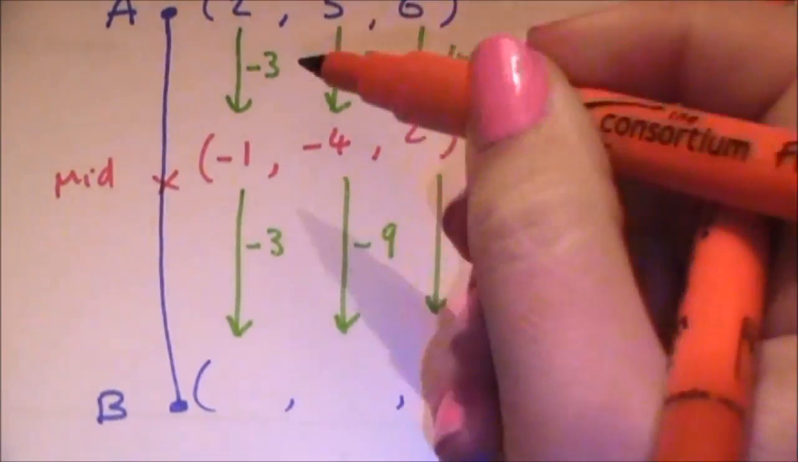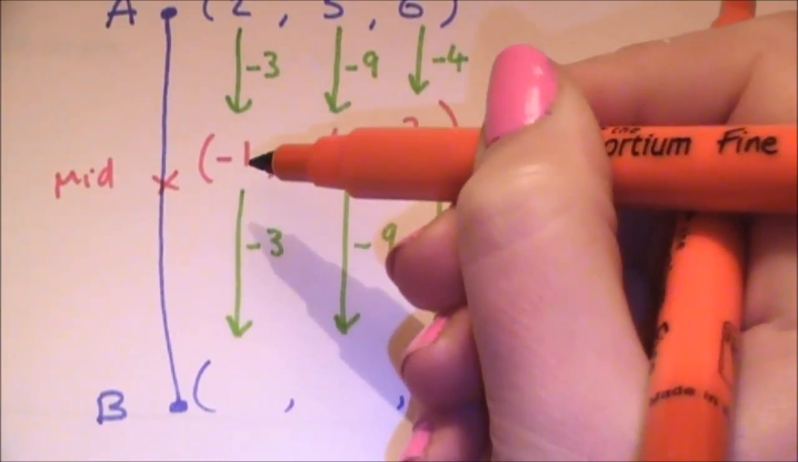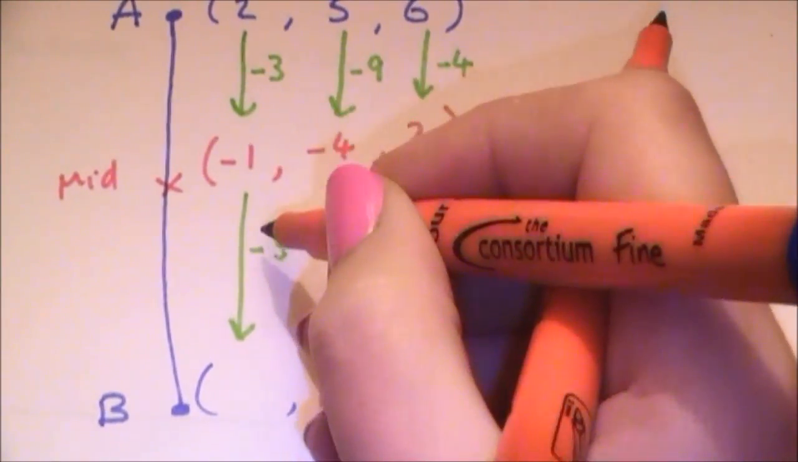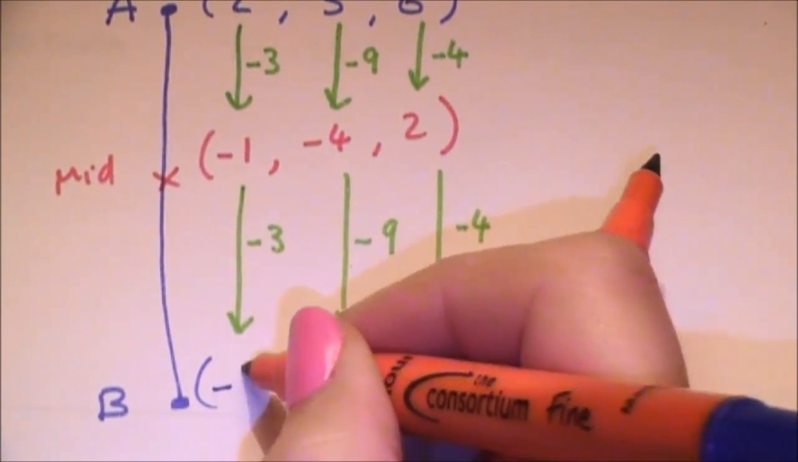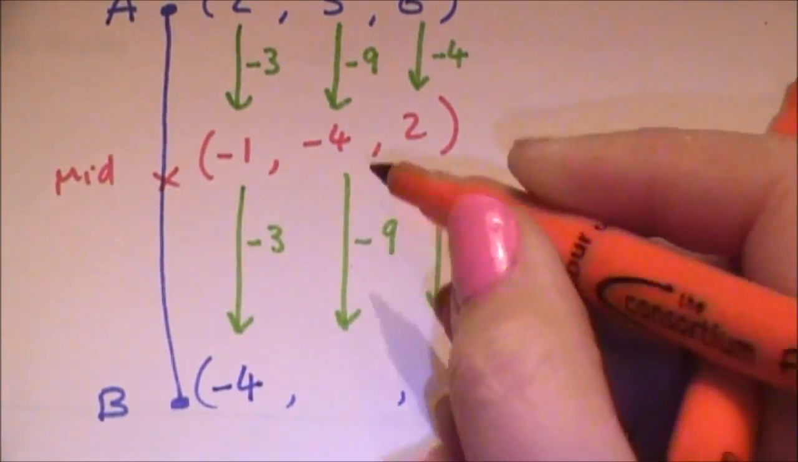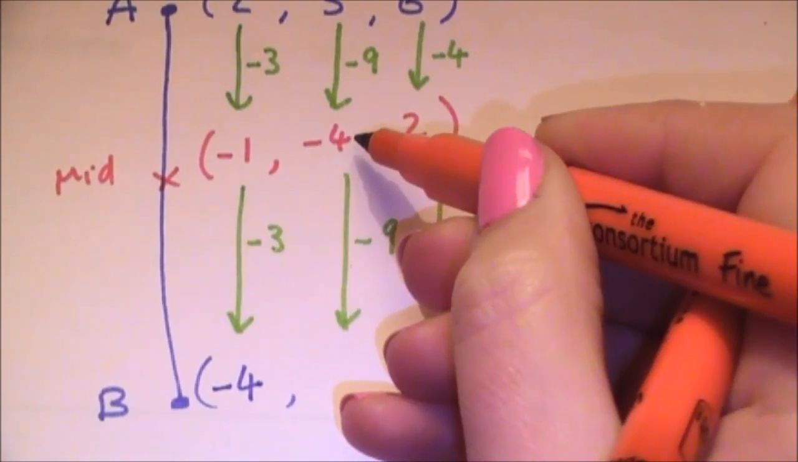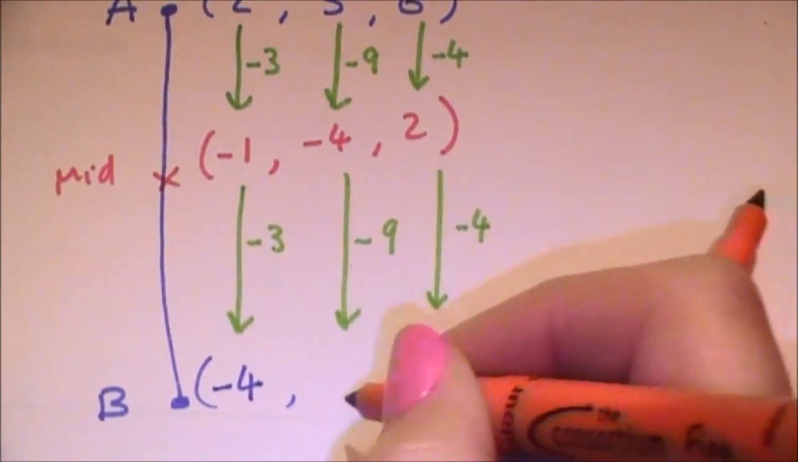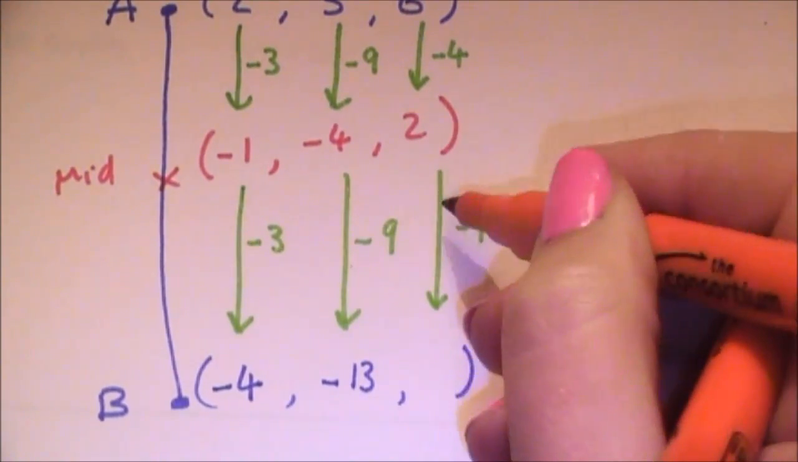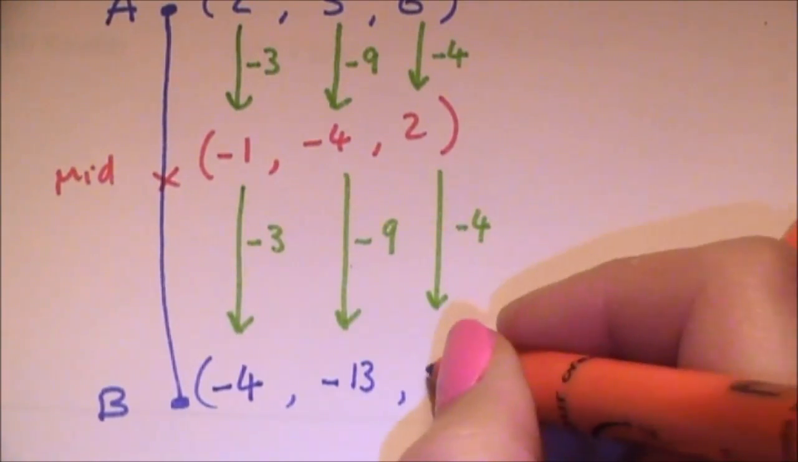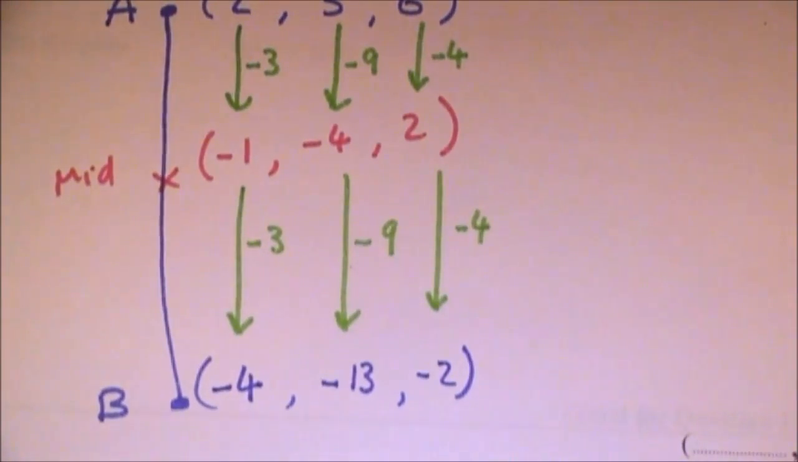So what I end up with here was from the midpoint I was on -1. Now I'm going down by another 3, so I'm going to end up here on -4. Midway was -4. I came down another 9, so I'm now on -13. Midway was 2. I've come down 4, so now I'm on -2. And that's just a 2-mark question.